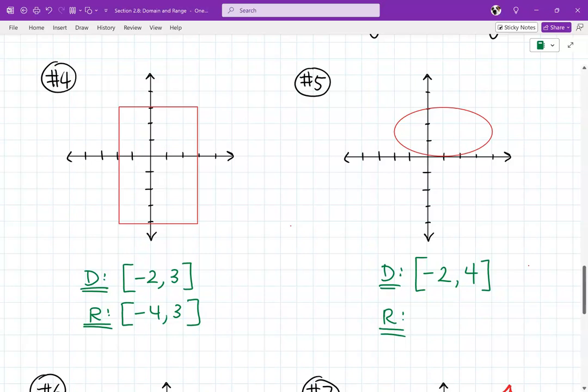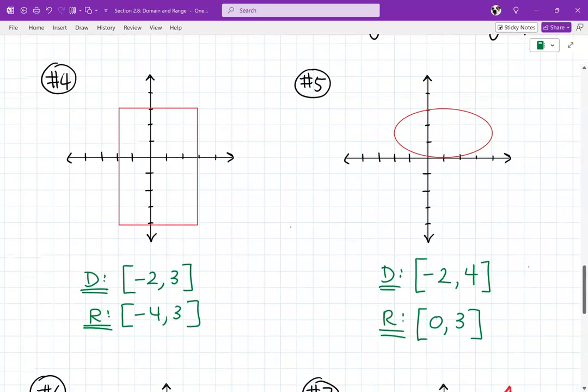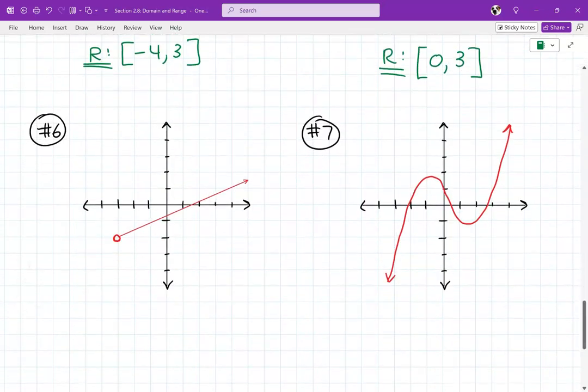What about range? What's the lowest it goes in terms of y? 0. What's the highest? 3. Thank you. And you would include both of these because there are no gaps there. You'll be able to tell the gaps. They're going to do a nice empty circle for you. Okay? So far, hopefully, you're like, okay, not too bad.